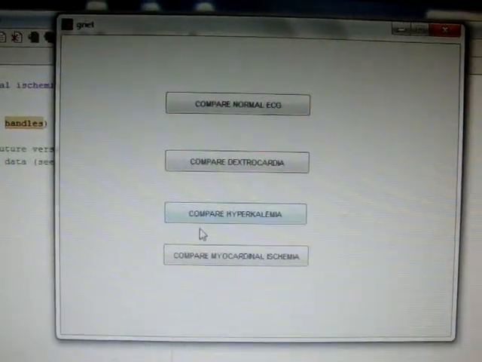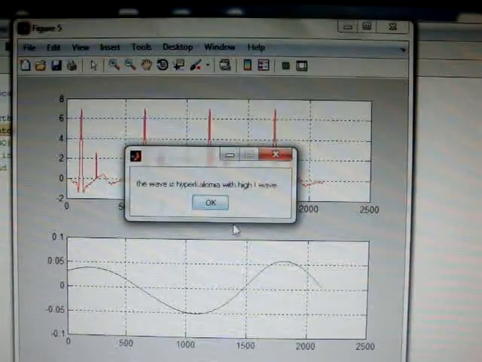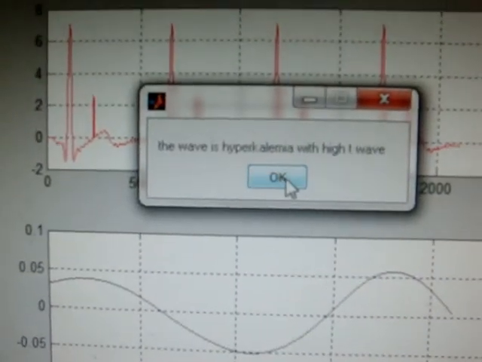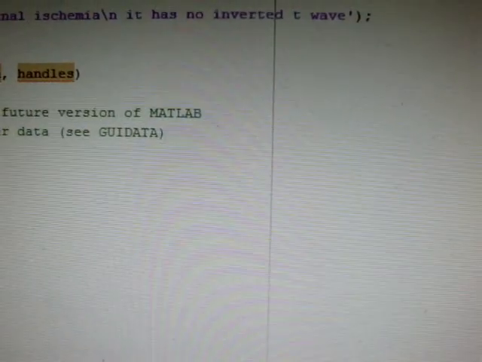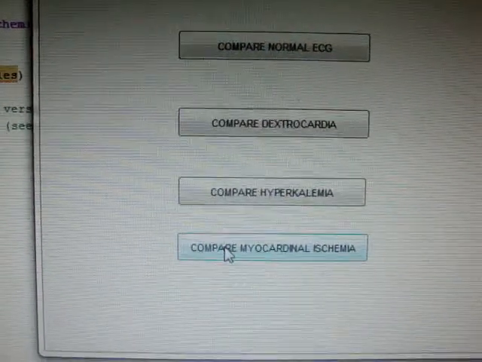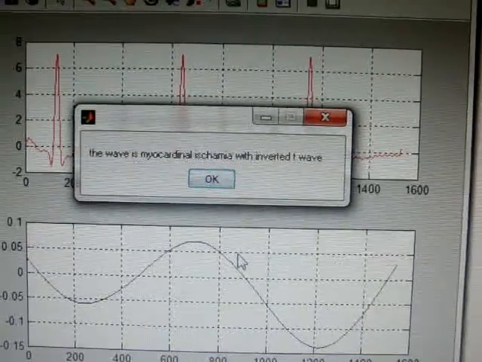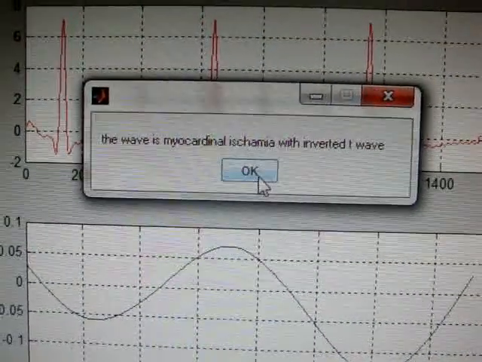And again comparing with hyperkalemia. Again comparing myocardial infarction. Thank you.